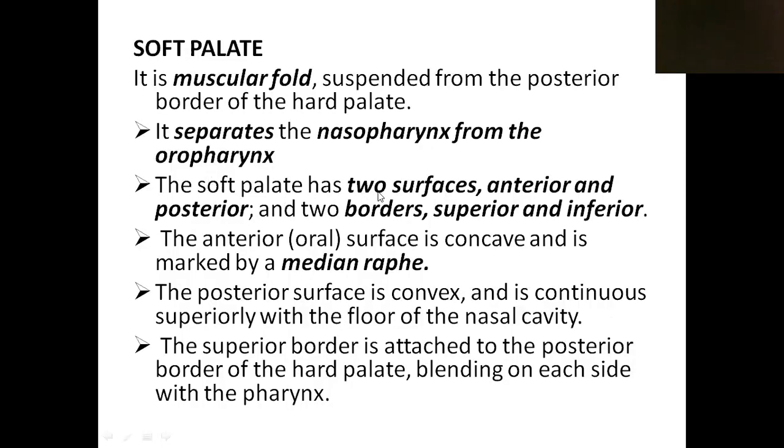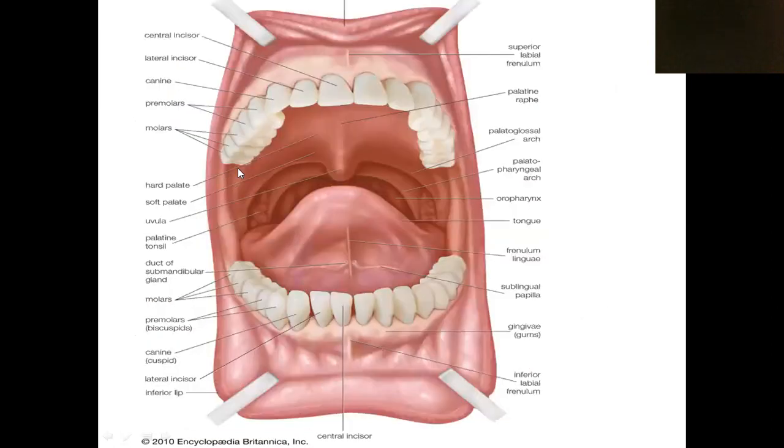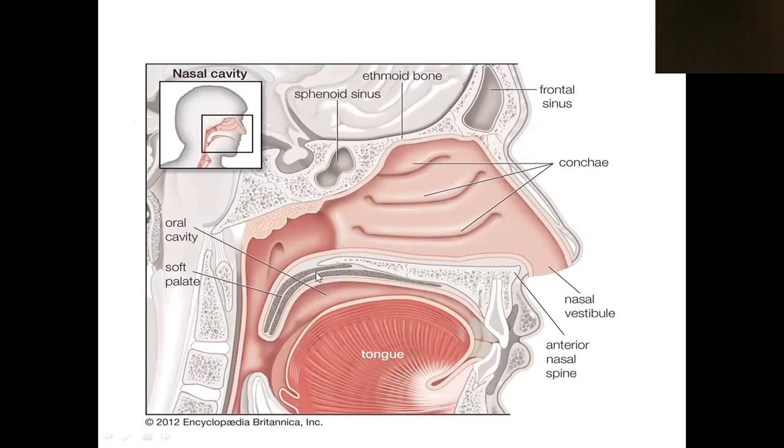The soft palate has two surfaces, anterior and posterior, and two borders, superior and inferior. So we see the features of those. This is the superior border, which is connected to the posterior end of the hard palate, and this is the inferior border, which is free, with a projection known as the uvula.